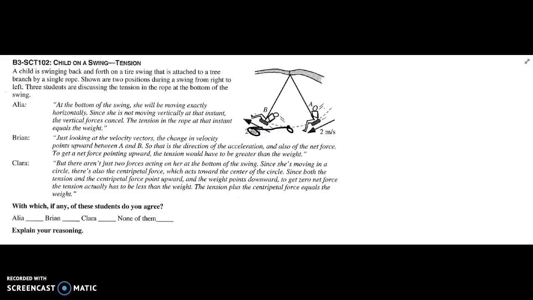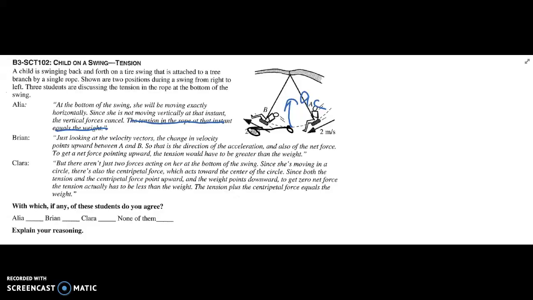That's the velocity. Since she is not moving vertically at that instant, the vertical forces cancel. Right? Now, moving has nothing to do with it. It's all based off of the acceleration. So is the velocity changing? Here we can clearly see it's always changing direction because it's in a circle. So again, we know that the acceleration in a circle is to the center. So I am accelerating, so it cannot be that the tension equals the weight because there's an acceleration.